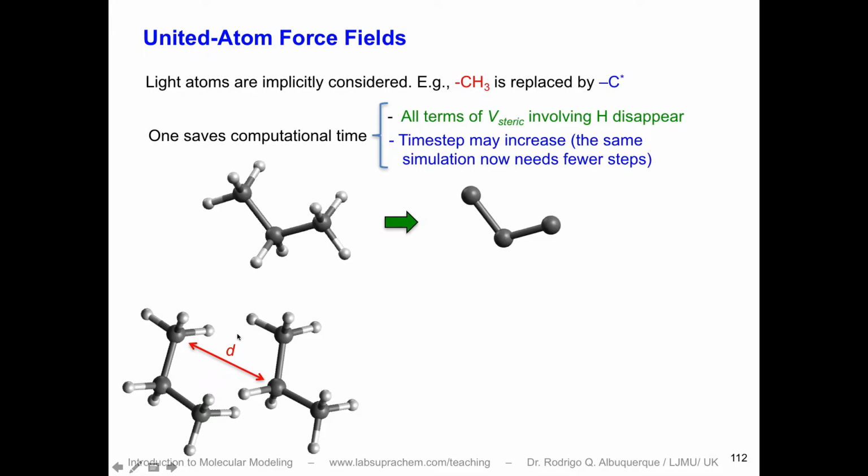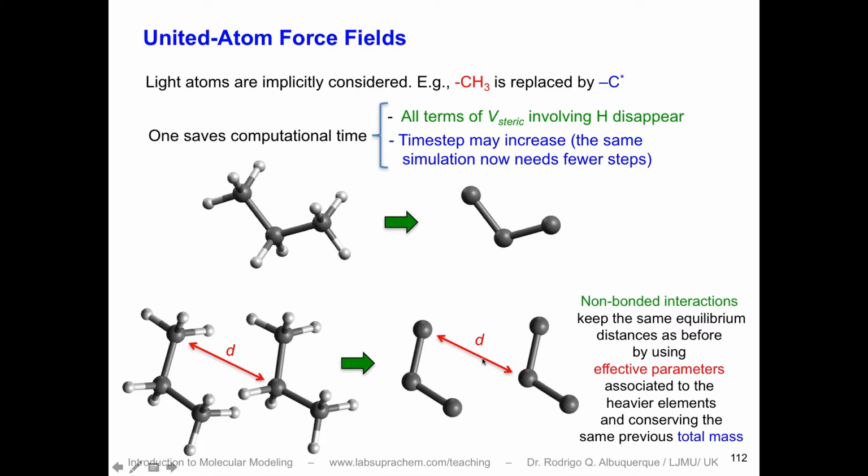When you use the united atom force field, there are no hydrogens anymore, but the distance d should be precisely the same, because we are simulating the same molecules, just the representation of the molecules is changing. So we need to take care that this distance remains the same. To achieve this, effective parameters are used associated with these heavier elements, conserving the same previous total mass. So the mass of all hydrogens is still here, and here, and here. And in the end, we get the same distance between these two groups.